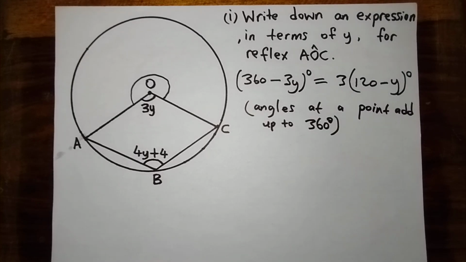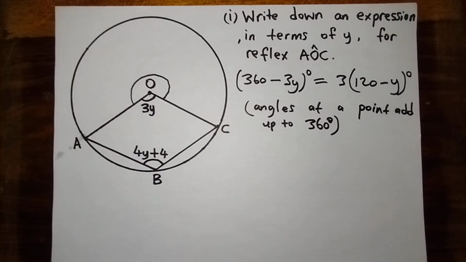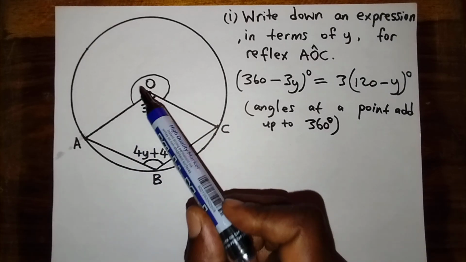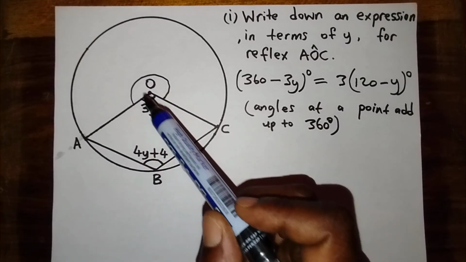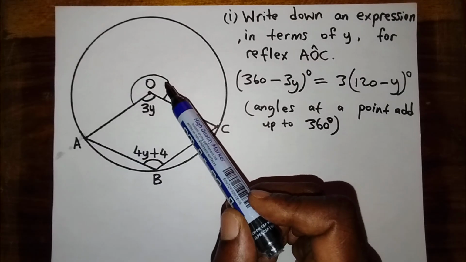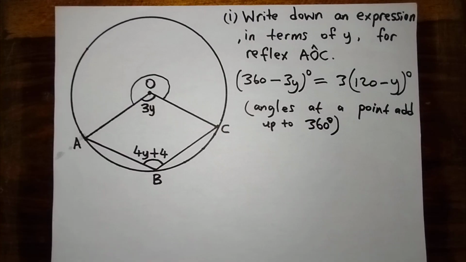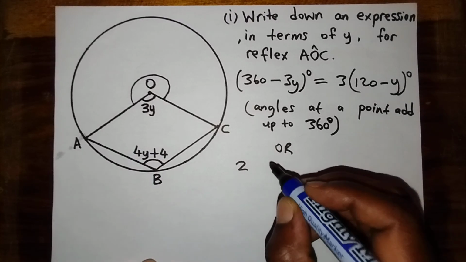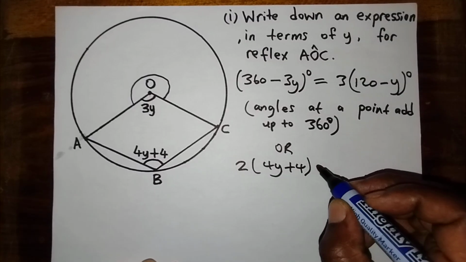Besides using the fact that angles at a point add up to 360 degrees to get the value of reflex angle AOC, we can also use the fact that the reflex angle AOC is an angle at the center, so it is 2 times an angle at the circumference. So this reflex angle AOC is 2 times this angle ABC at the circumference. So we can use that fact again to find the size of reflex angle AOC. So our reflex angle AOC is 2 times this angle at the circumference, which is 4y plus 4.